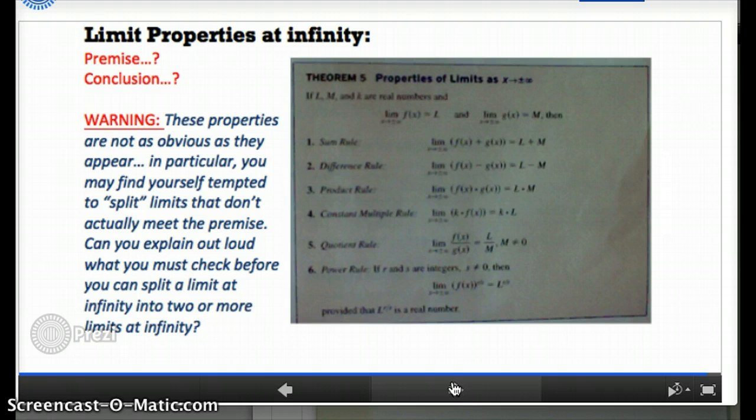So these limit properties all hold, and that's great news because it means you can combine and rearrange limits to isolate the pieces that you want. But one word of warning, they're not quite as obvious as they might appear. In particular, you may find yourself tempted to split limits that don't actually meet the premise. I'm going to be a little mysterious and I'm not going to say what the premise is. I want you to read this and figure out what you have to check about the pieces of your composite function before you know that you can actually split it into two pieces. Think about that and pause the video while you copy or think. And then we're going to continue with another example.